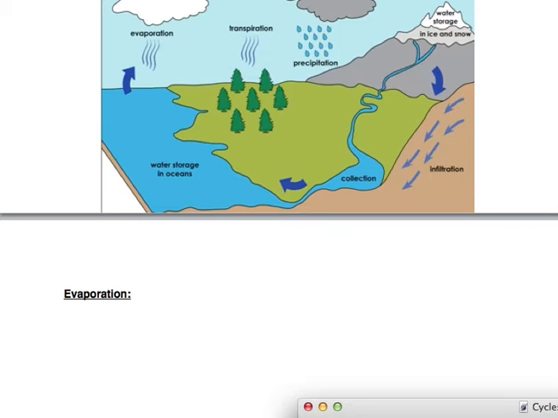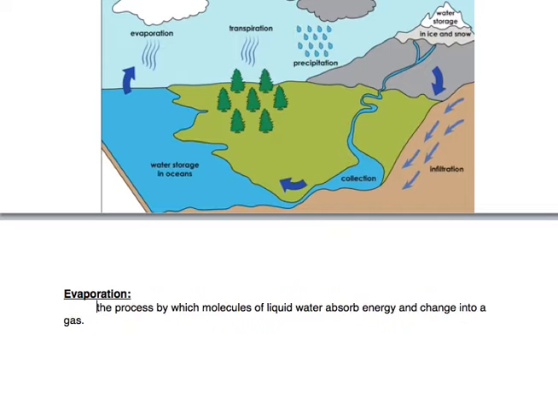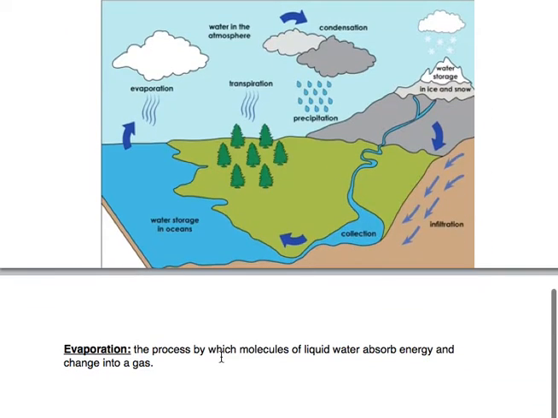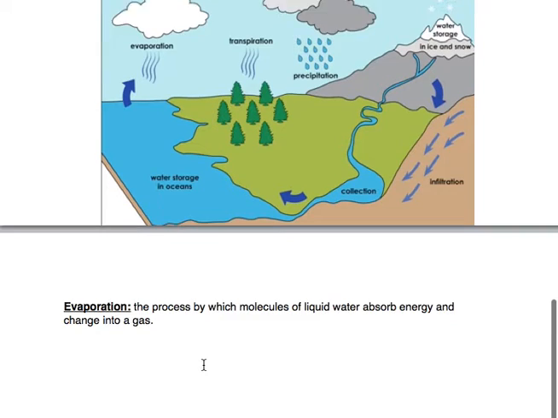Evaporation is the process by which molecules of liquid water absorb energy and change into gas. So let's go back and look at our water molecule up here. If we look at our water molecule again, it's made up of oxygen and hydrogen. And the phase that we normally think of water in is liquid form, right? Or maybe you think about it in solid form when you think of ice. But water can also be in gas form, and that is like water vapor. And what happens is that when water is in liquid form and you heat it up, it absorbs energy, and those very energetic water molecules are able to escape the liquid and go up into the air into gas.